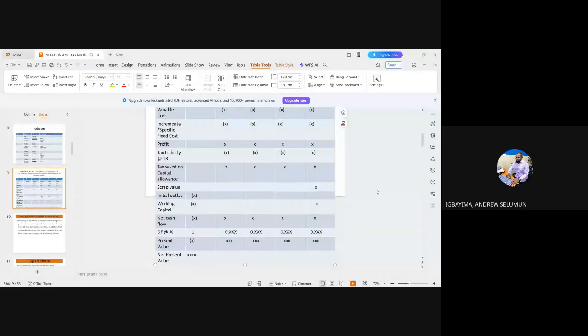Sir, this net cash flow, is it the balance of tax saved on capital allowance? Is it that figure we're bringing down?